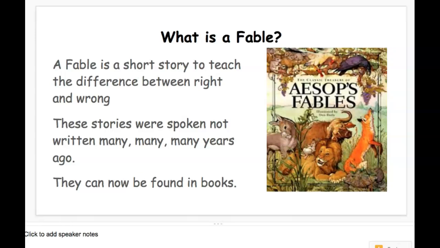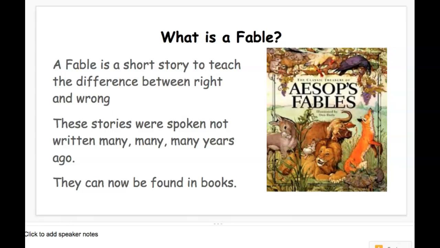These stories were spoken, not written, many, many, many years ago. So they weren't written down. They didn't open a book. They just spoke the story. But now they can be found in books. Lucky for us, because we get to read all these wonderful fables.